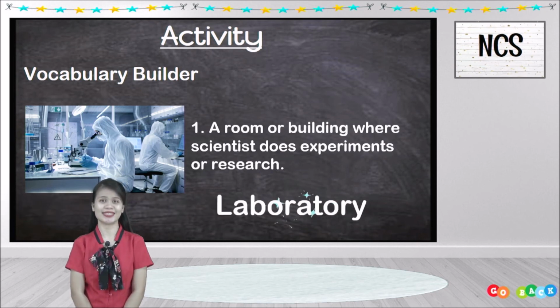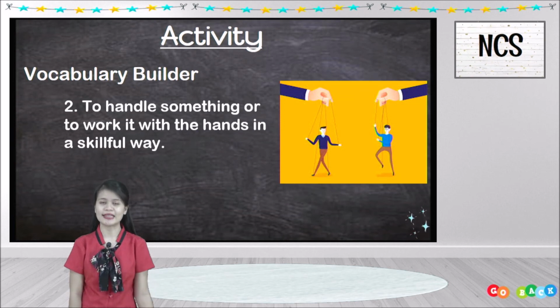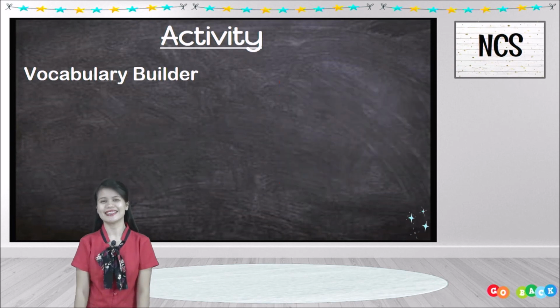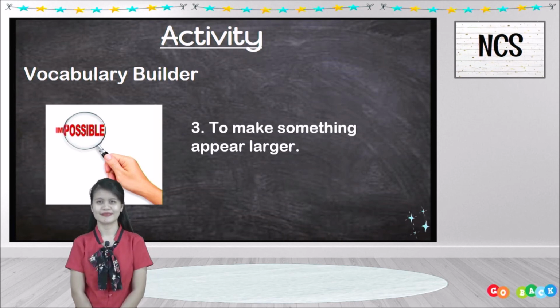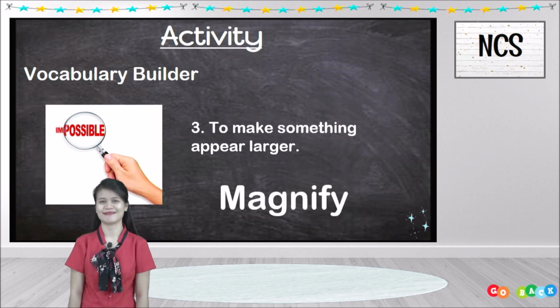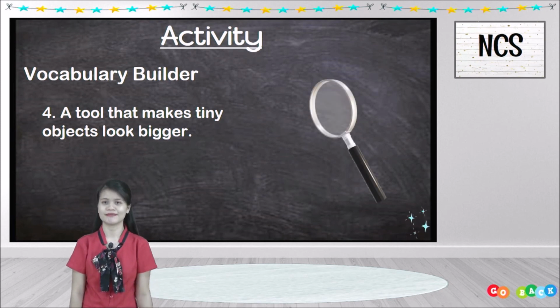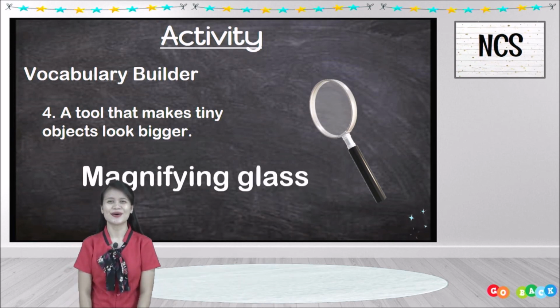Okay, laboratory. Next. To handle something or to work it with the hands in a skillful way. What is it? It starts with letter M. Manipulate. Third, to make something appear larger. It's an action word. It starts with letter M. Okay, magnify. And lastly, it is a tool that makes tiny objects look bigger. Yeah, magnifying glass. So we are done with our activities.